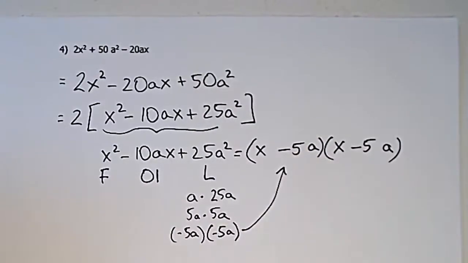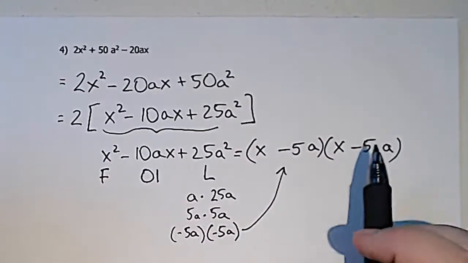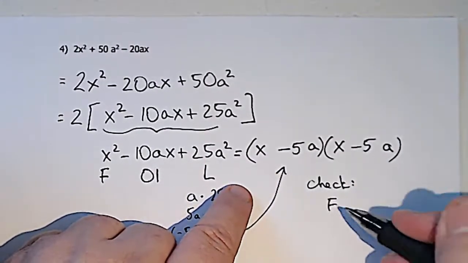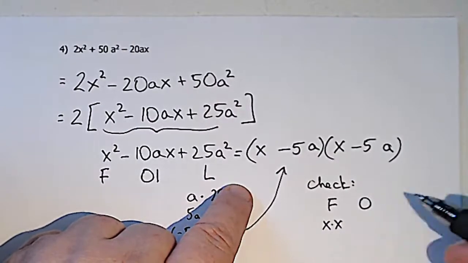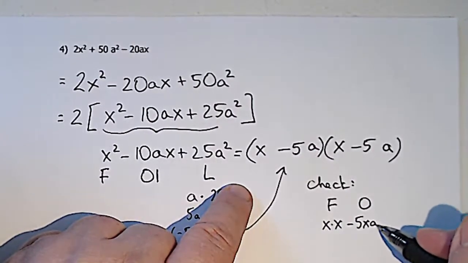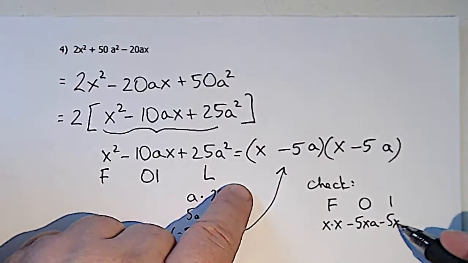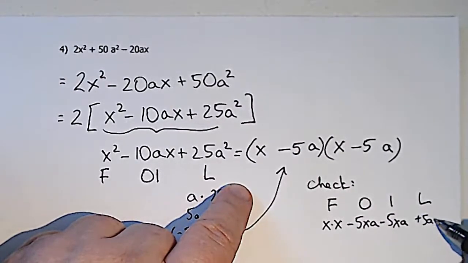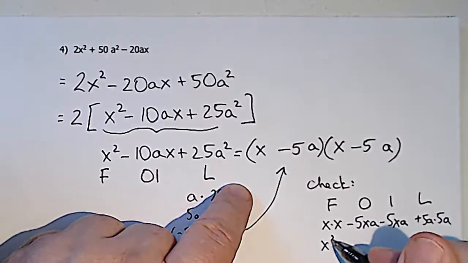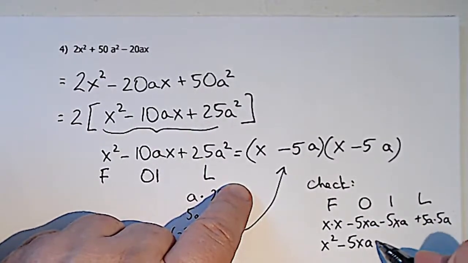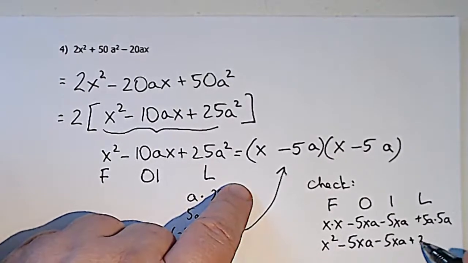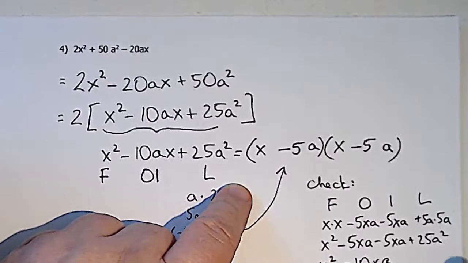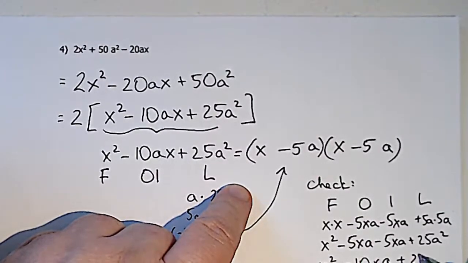So what ends up happening if I multiply these two? First, I've got x times x, outer minus 5xa, inner minus 5xa, last plus 5a times 5a. So I've got x squared minus 5xa minus 5xa plus 25a squared. This is x squared minus 10xa plus 25a squared.